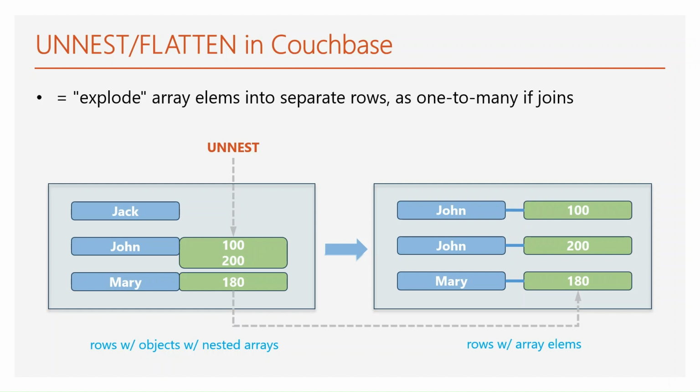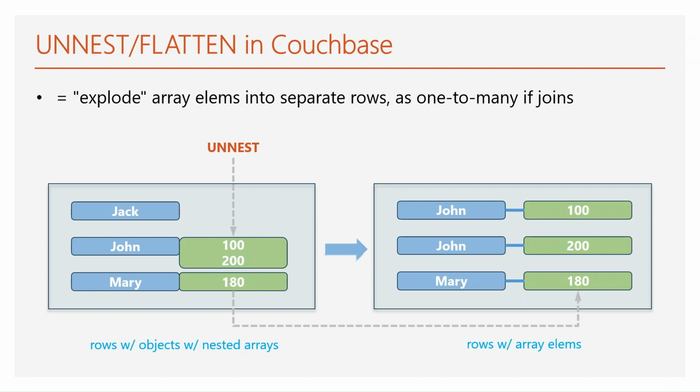This leads to one to many. If a join is used with a nest, you may have a one to many relationship, just like the one you have here. You see below, Jack, John, Mary, and we had some bills for each one. John had 100 and 200 entries, Mary 180. The way I represent this here, side by side, means that you have objects. You have an object with name Jack, an object with name John that has a nested array with the values 100 and 200, and you have Mary with 180. So, as I said, look at below: rows with objects with nested arrays.